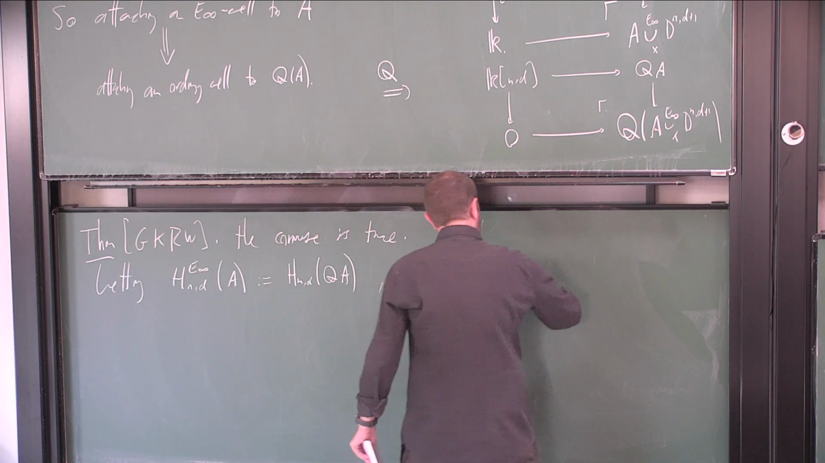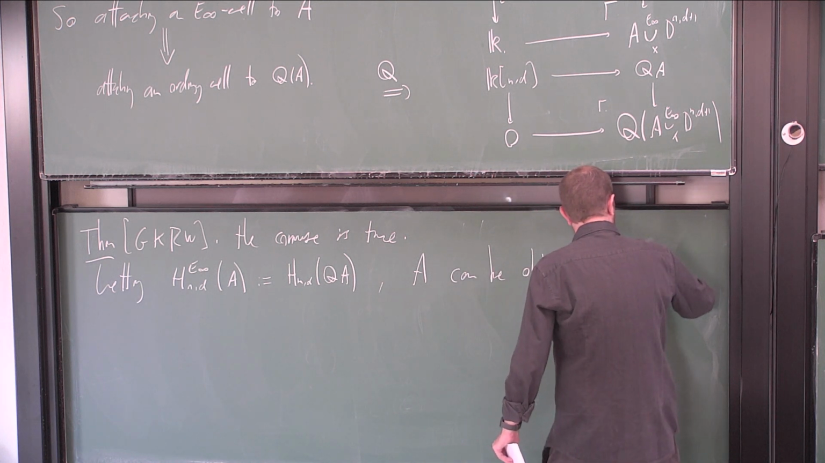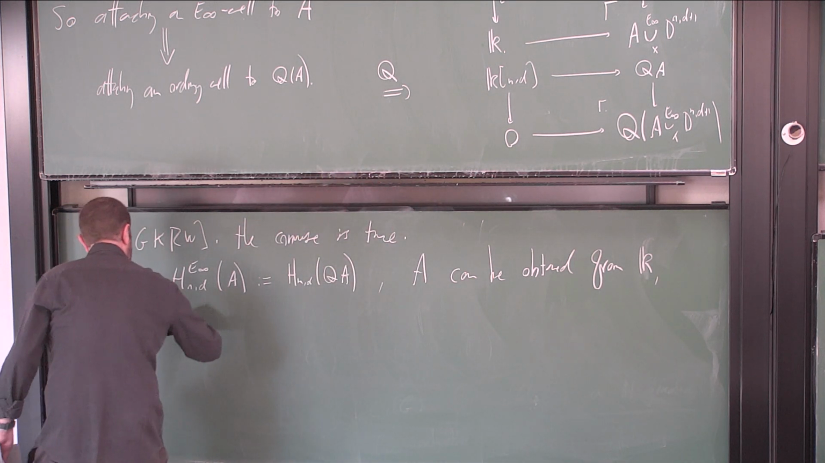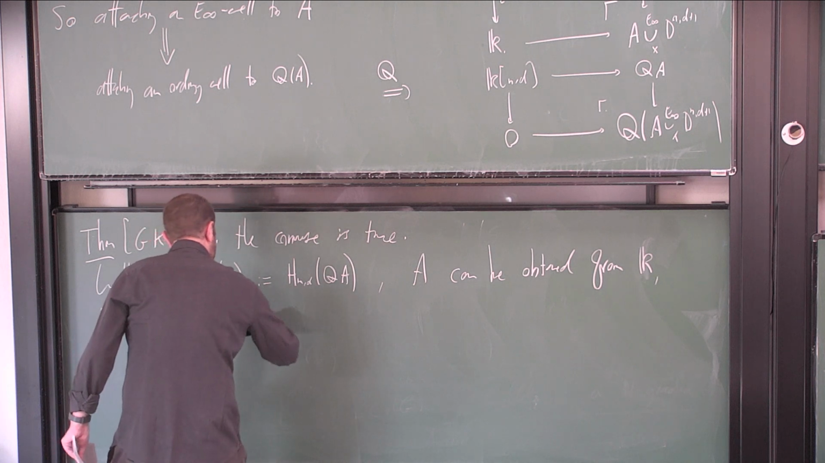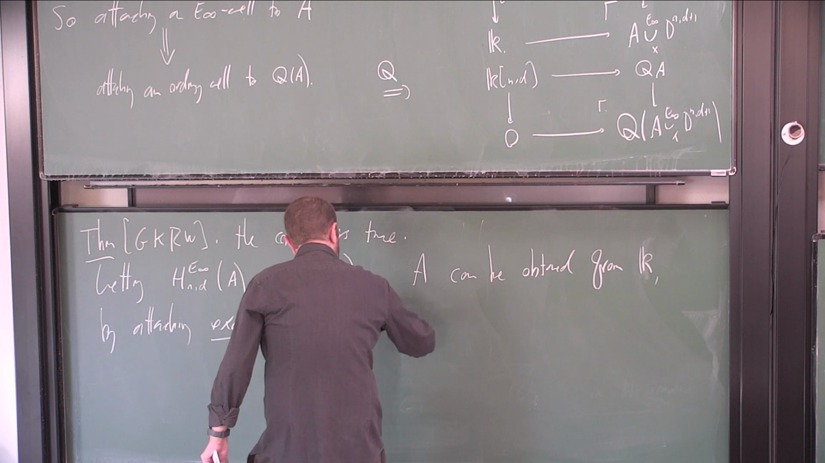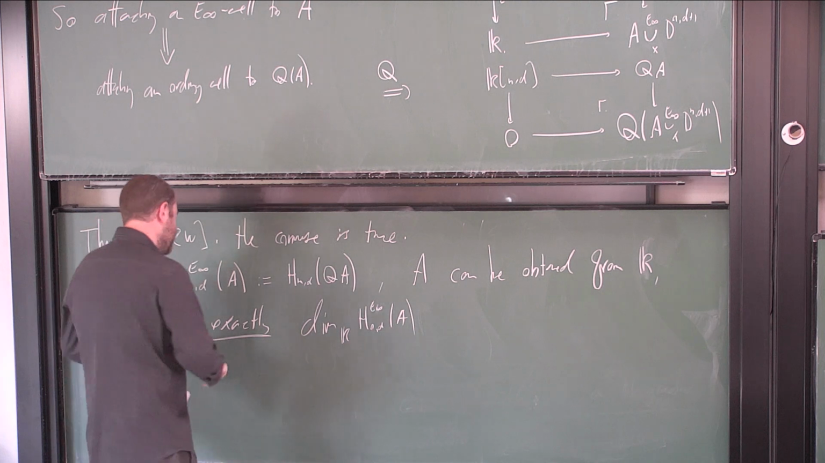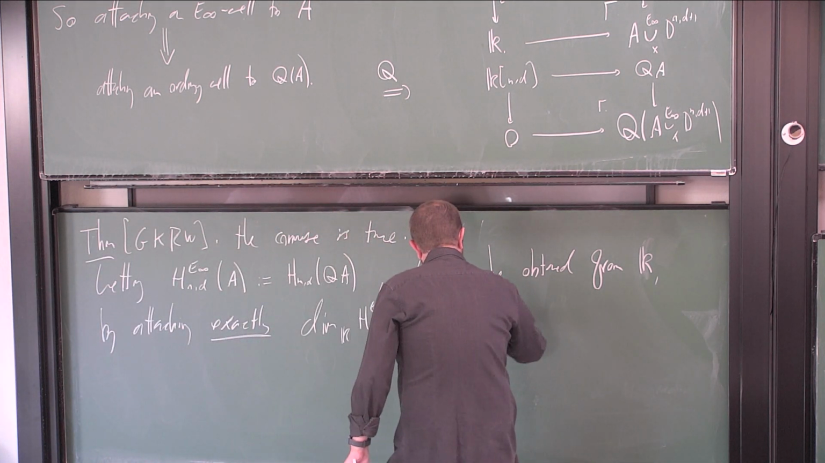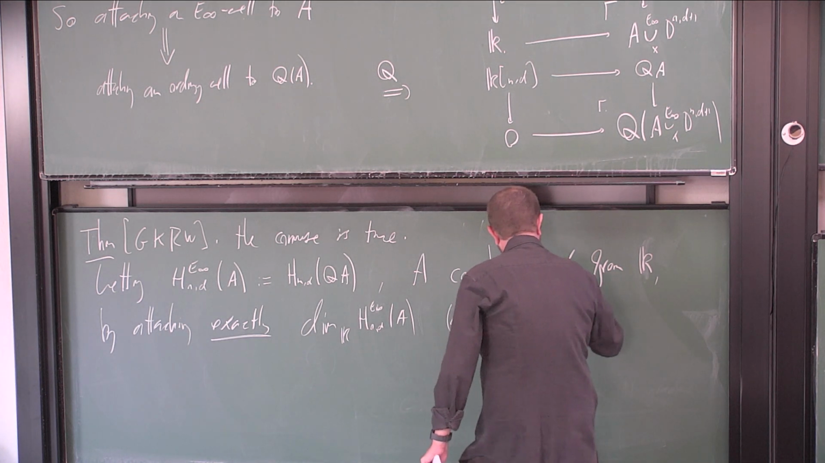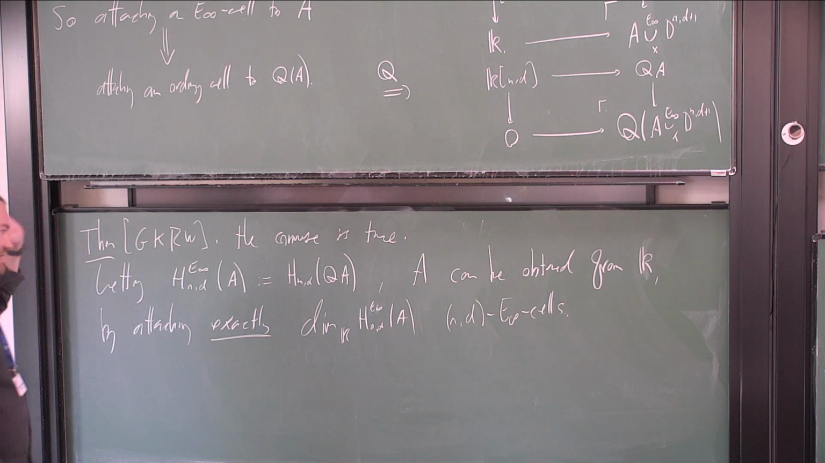A can be obtained from the trivial algebra by attaching exactly the dimension over K of these. Whatever the dimensions of these are, I can attach exactly that many n comma d cells. Okay. So this is highly parallel to what happens in ordinary algebraic topology.